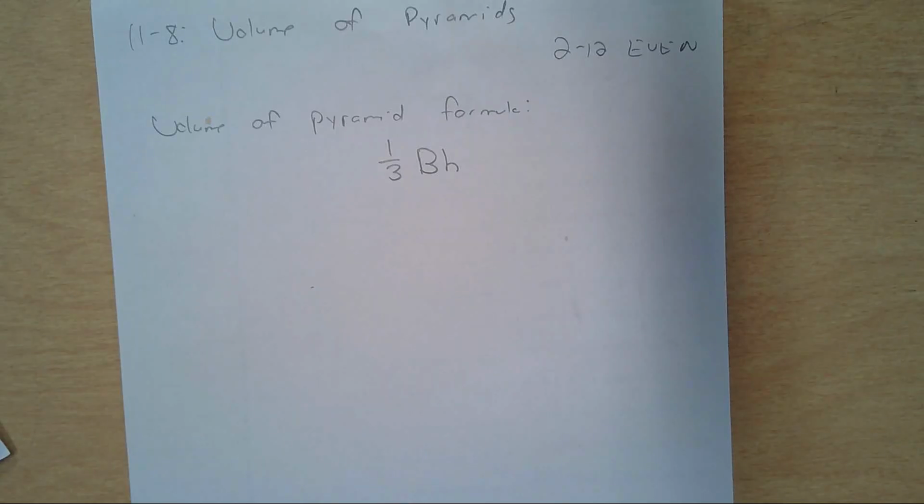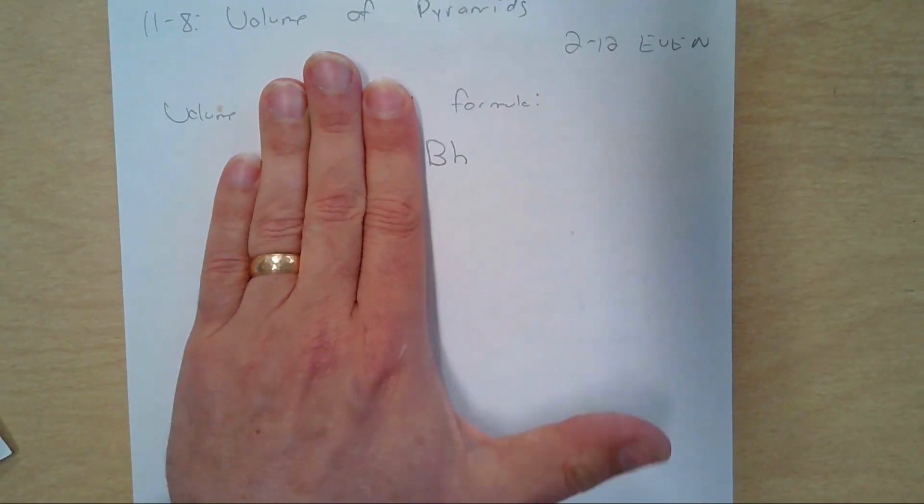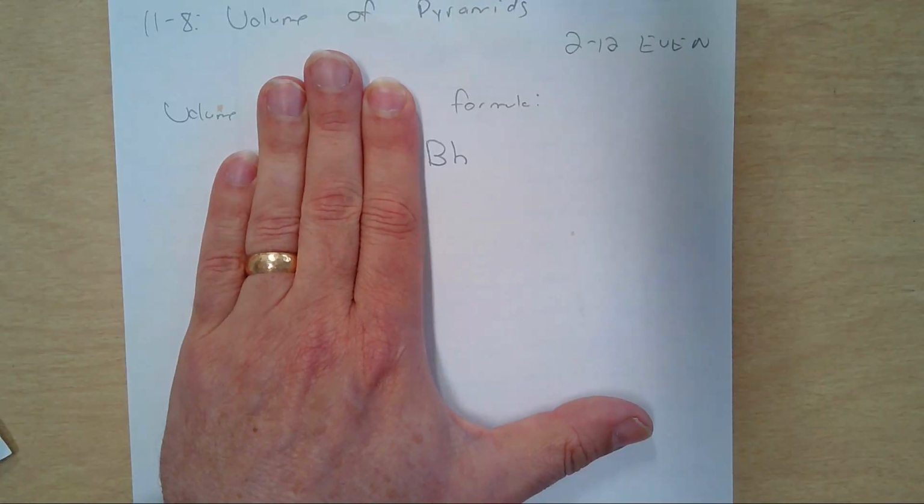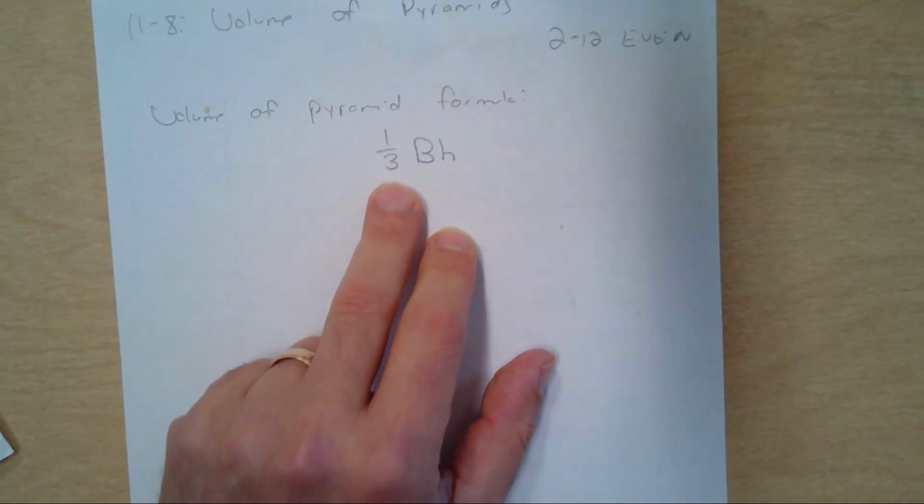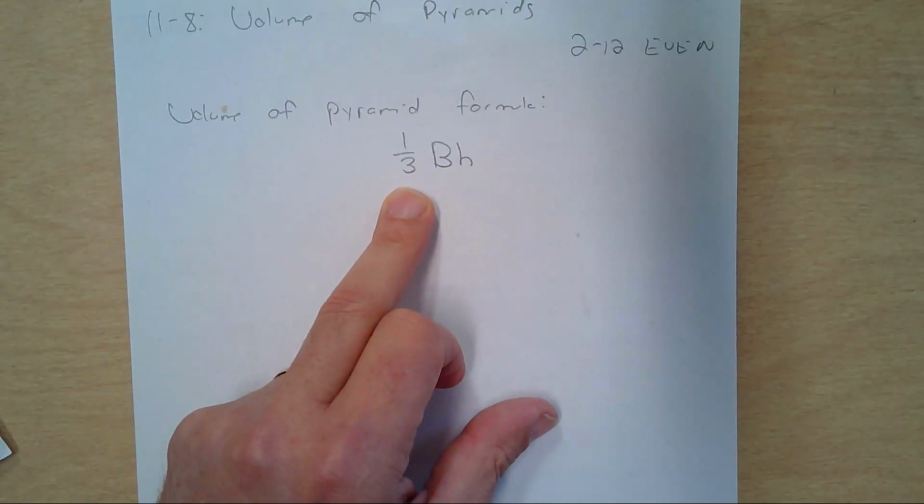What's a capital B mean? The capital B is dependent on what type of base it has. Just like the prism, it was base times height, but if it was a rectangular prism, area of a rectangle, length times width times the height. If it was a triangular base prism, then we did 1/2 times the base of the triangle times the height of the pyramid. So more or less the same formula. It's going to be the same as the prism. The only difference is when you're dealing with the pyramid, you also need to multiply by 1/3.